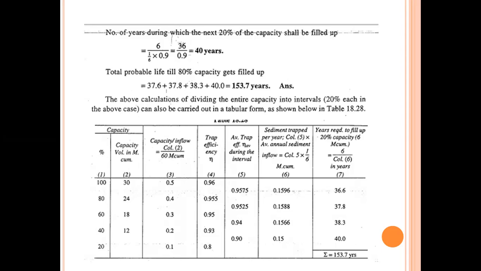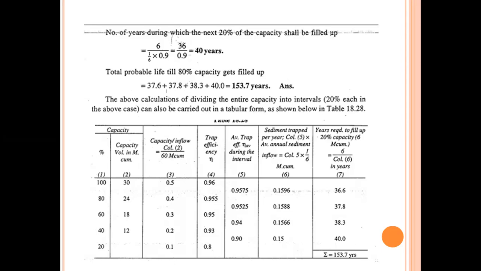Next, column 3 is obtained by dividing column 2 by 60 million cubic meters. What is the 60 million cubic meters? Inflow rate. Okay. Column 2 by inflow rate. 30 by 60, 0.5. 24 by 60, 0.4. 18 by 60, 0.3. 12 by 60, 0.2, like that. Okay. Here one is missing. At 20, it is 6. You can add 6.